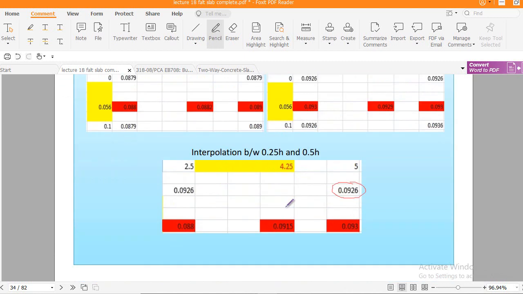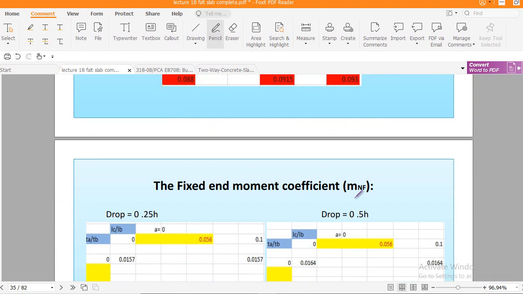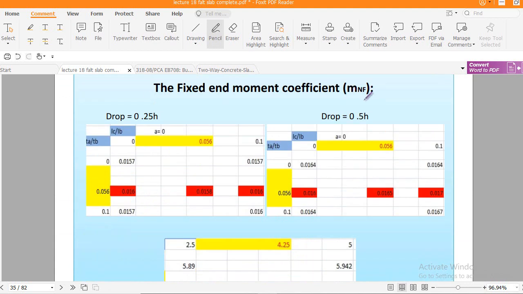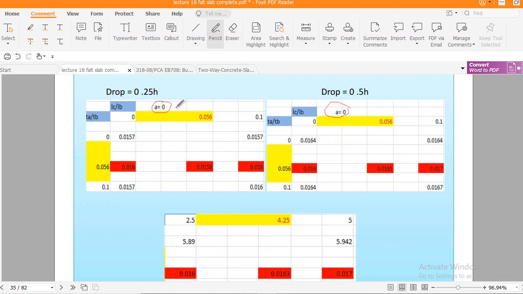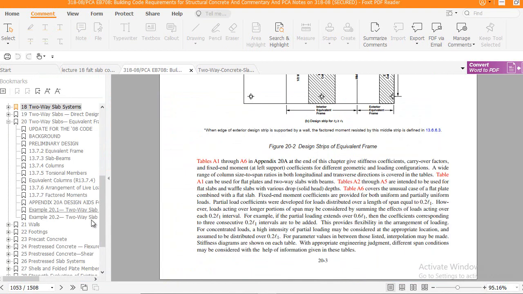This is for 0.0926, but here you see MNF2. This is for A equals 0, right? A equals 0, and then 0.25H and 0.5H, right? So I got all the values for A equals 0, these values, from the same tables. Let me show you these values right here.